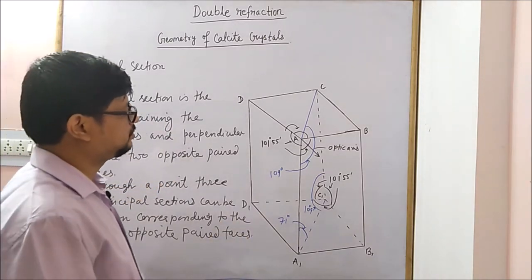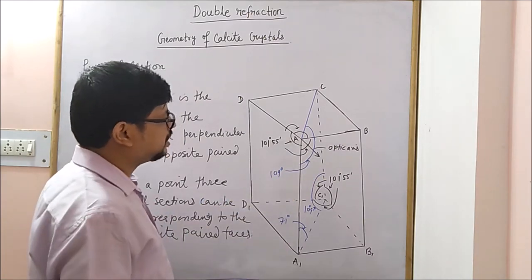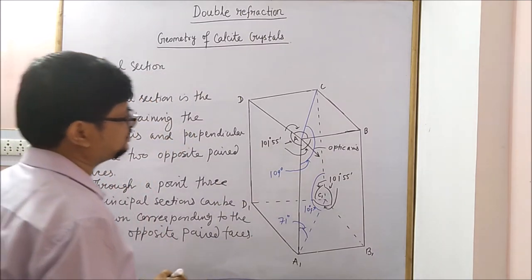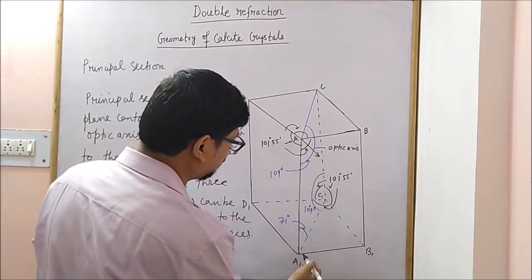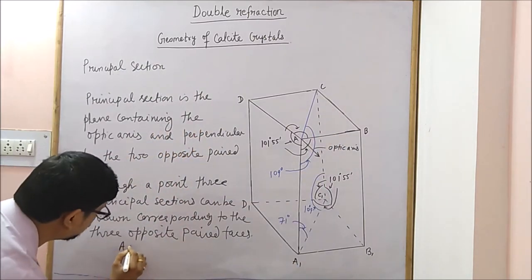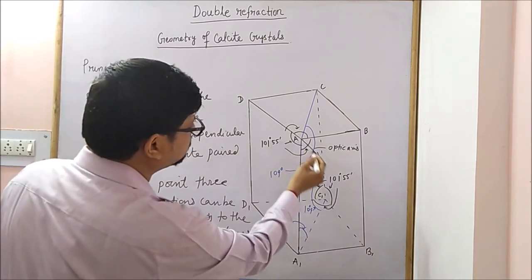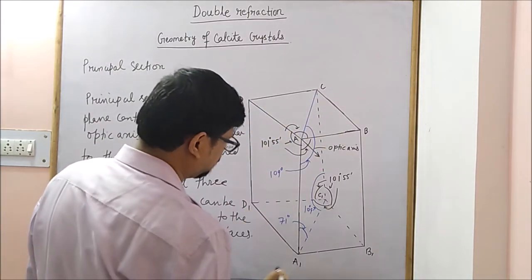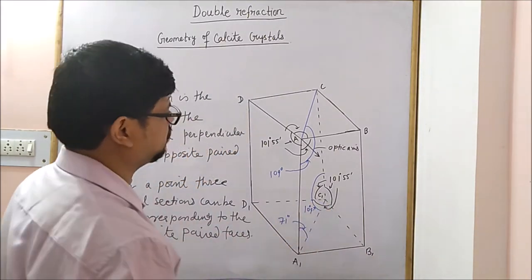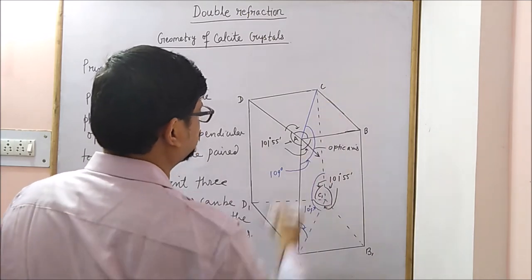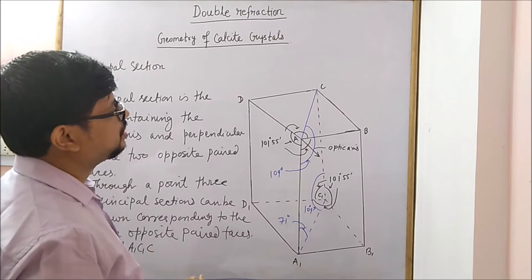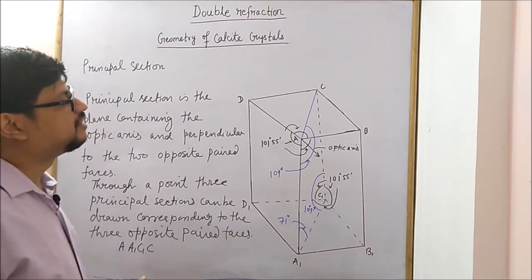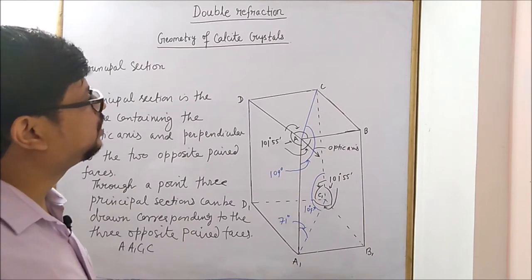But since there can be an infinite number of lines parallel to the optic axis, there can be an infinite number of principal sections, and one of those sections here is A A1 C1 C, which contains this optic axis and which is perpendicular to the faces A, B, C, D and A1, B1, C1 and D1. So this A, A1, C1 and C is one of such principal sections, and a principal section splits the crystal into a parallelogram having angles 109 degree and 71 degree. It's like this.